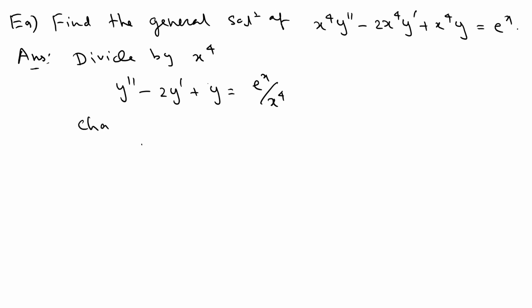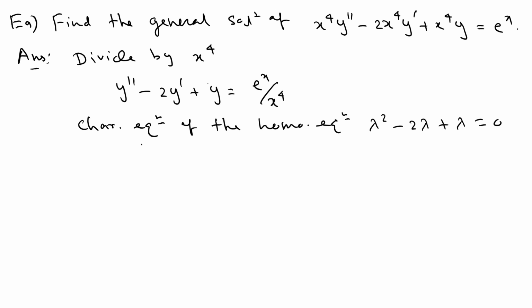So the characteristic equation of the homogeneous equation is lambda squared minus 2 lambda plus 1 equals 0. That's what you get for the homogeneous equation. So we only look at the homogeneous equation. And what are the roots? You can see the roots are 1, 1. So the zeros are lambda equals 1, 1.